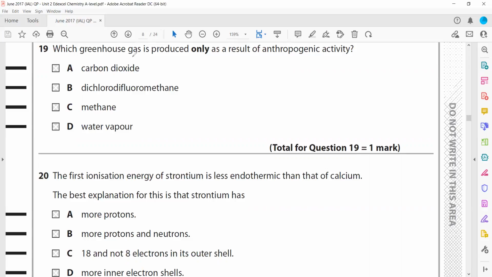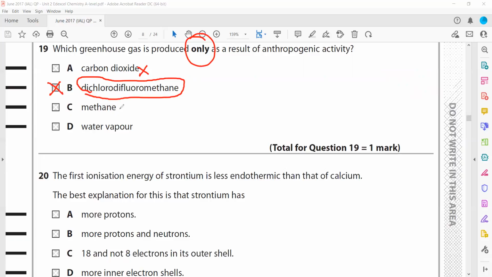Which greenhouse gas is produced only as a result of anthropogenic activities, meaning human activities? Which is the greenhouse gas which is produced here? Carbon dioxide results from both human activity as well as environmental changes. Here they mention dichlorodifluoromethane. Basically, this is used as a refrigerant, and this is a man-made compound. So that's why this will contribute to the greenhouse effect.